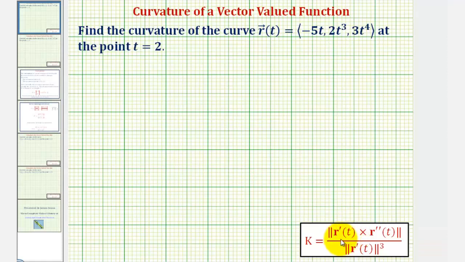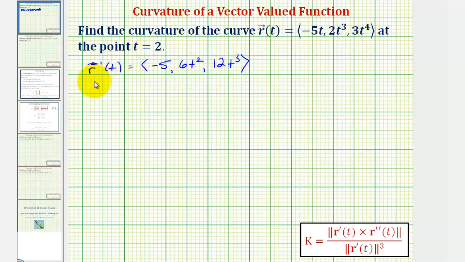So we'll begin by determining our first and second derivatives of r of t, and then evaluate those vector functions at t equals 2. So r prime of t would have an x component of -5, the derivative of -5t with respect to t, a y component of 6t squared, the derivative of 2t to the third with respect to t, and a z component of 12t to the third, which is the derivative of 3t to the fourth with respect to t.